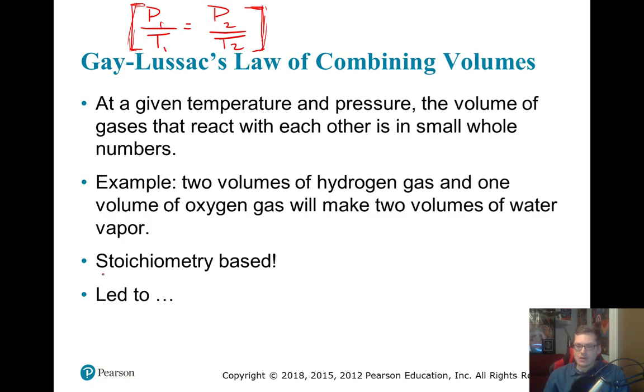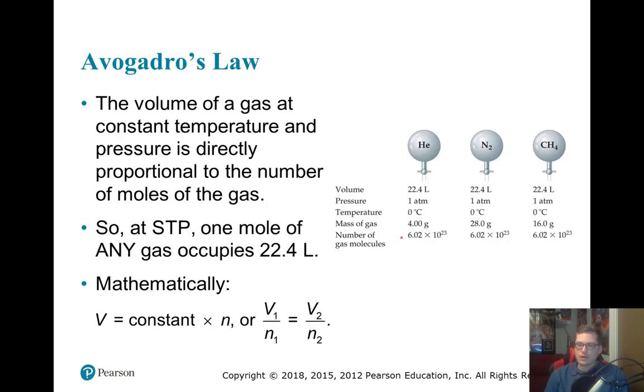And it's based off the stoichiometry, and we know this, that we can take hydrogen gas plus oxygen gas and we can form water. And it's always going to happen. We've got to balance this thing, so we'll put a 2 here, 2 here. So notice that we've combined 2 volumes of hydrogen with 1 volume of oxygen. We get 2 volumes of the water out. Stoichiometry based. So it leads to this overarching idea of Avogadro's law.